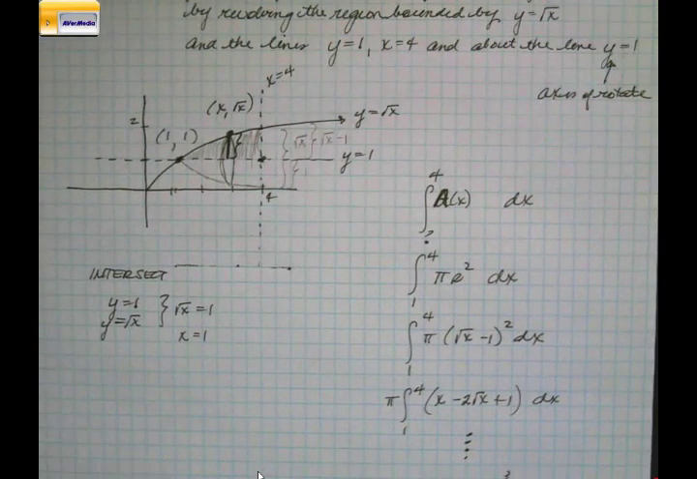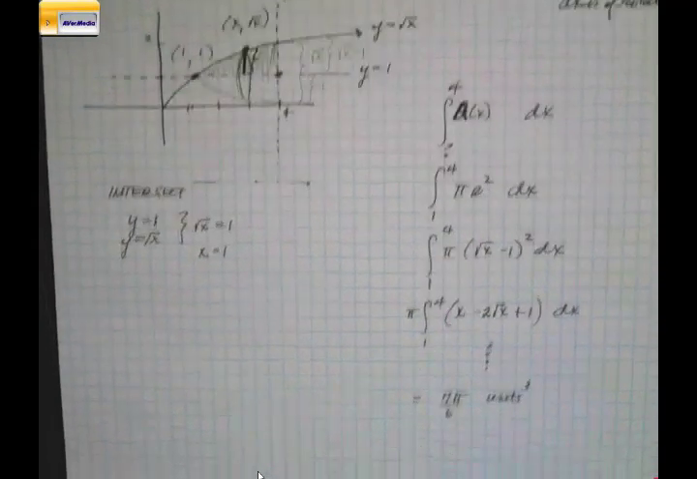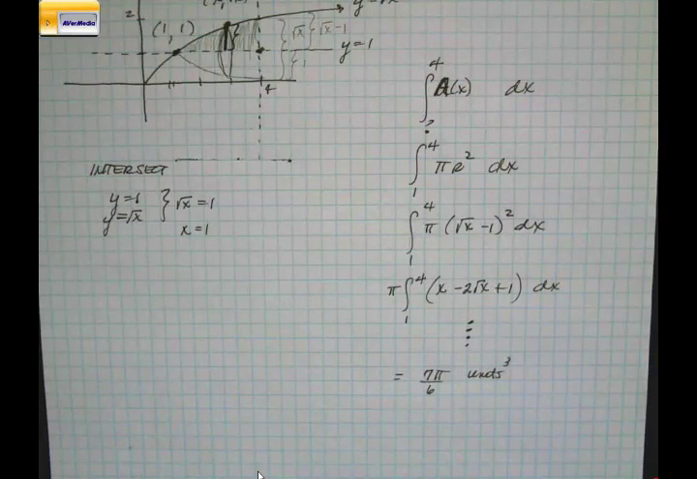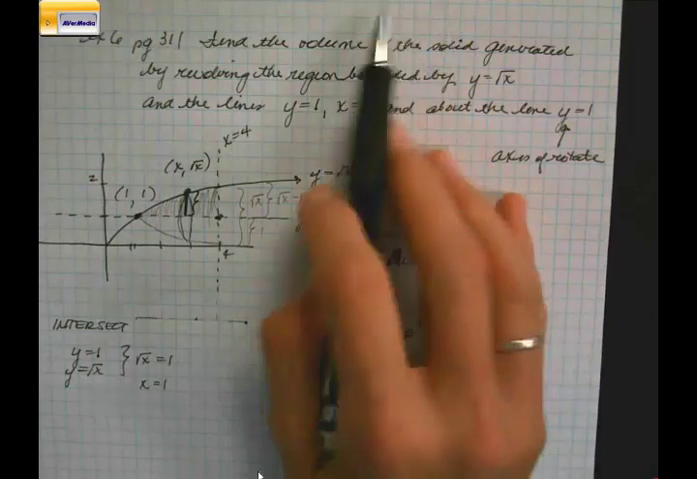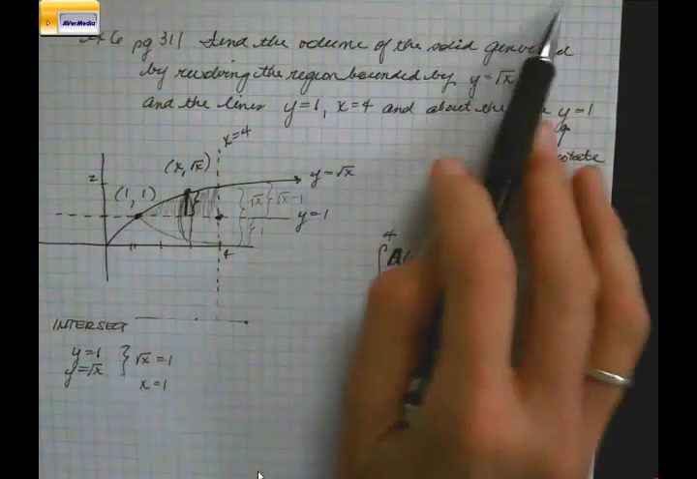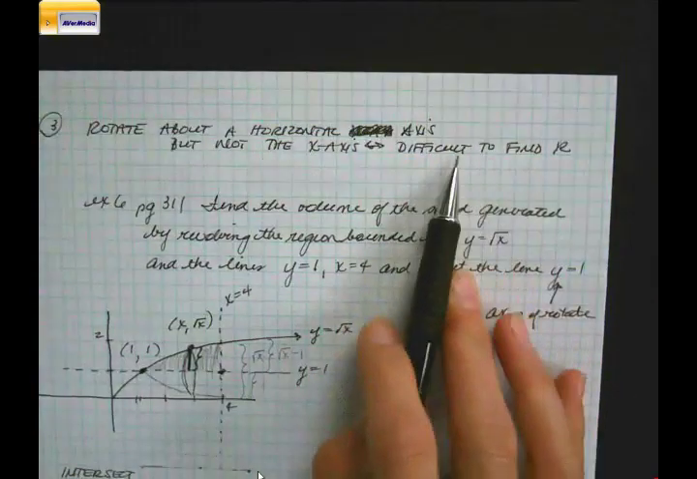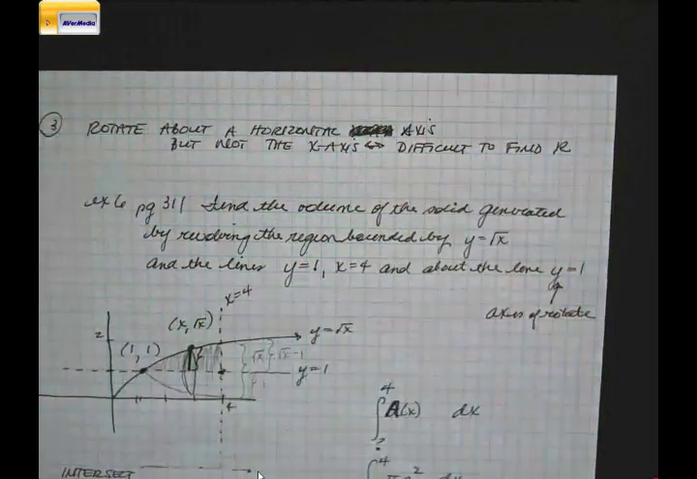7 pi, it's not on there, is it? My camera won't pick it up. 7 pi over 6 cubic units. So again, there's emphasis on the change, that there's a little more difficulty in finding r because you're not rotating around the x or y axis.